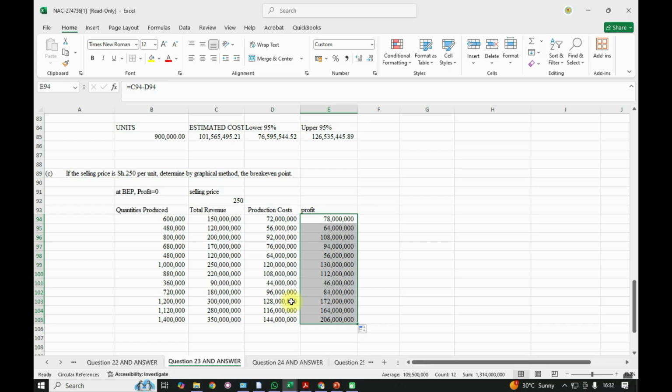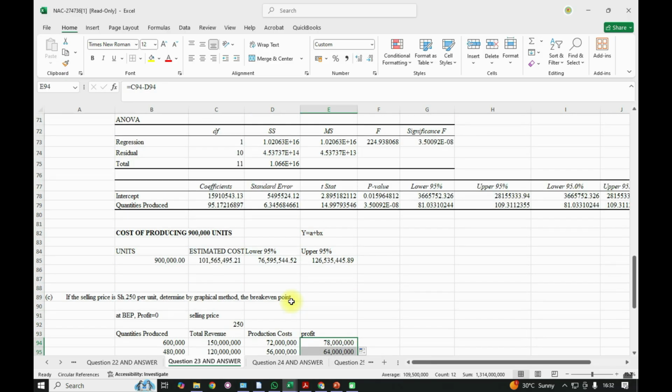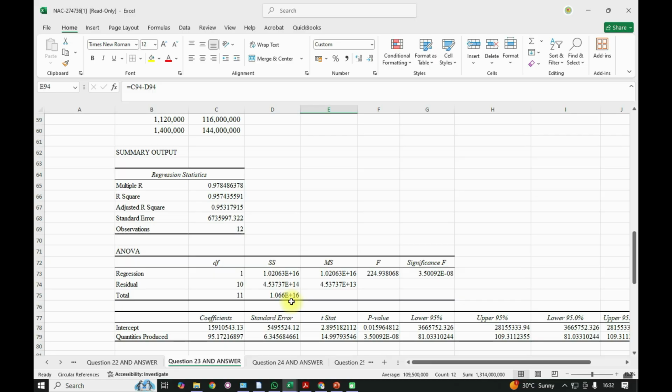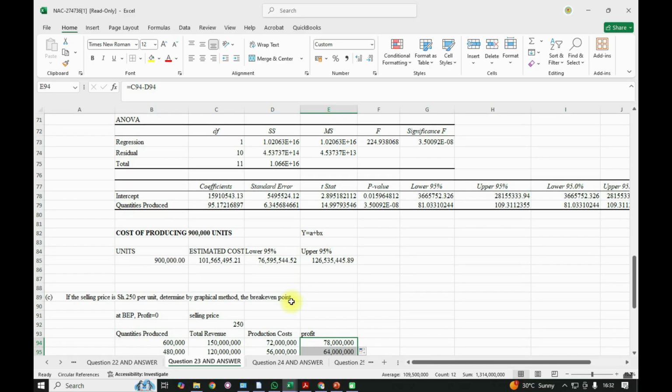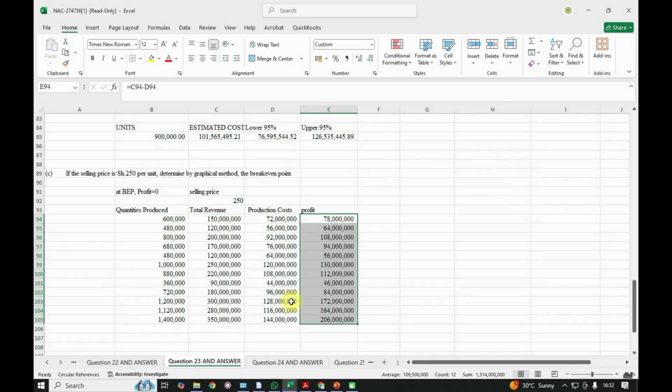we have our estimator that we have generated for estimating the total cost. We have an estimator for estimating the total cost, so we shall use other values now, other values that will at least give us that point where either we are making a loss or we are making a profit.